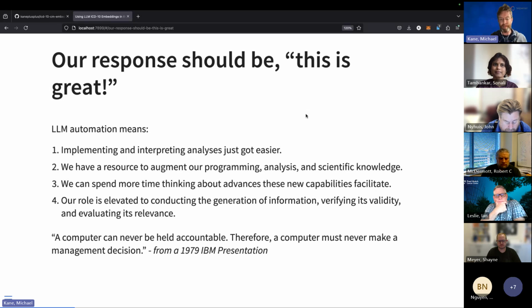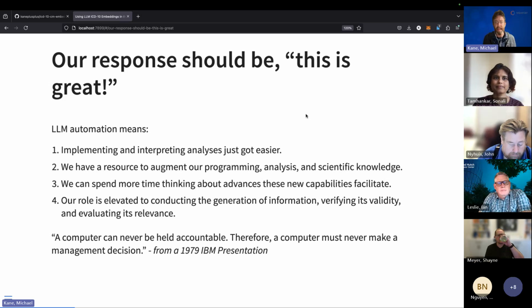So what I think we should really be thinking about is that our role is probably changing so that it is elevated, and it's really about conducting the generation of information, verifying its validity, because we know LLMs are not always accurate, and we need to be able to provide validity, and then also we need to evaluate relevance. So there's this observation that we almost get to do a little bit more management than we had before.